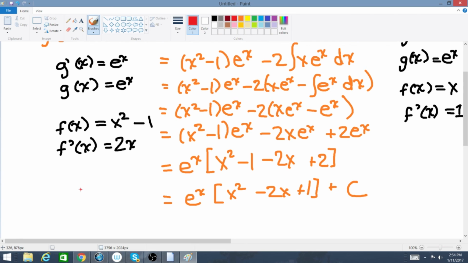So there you have it, the integral of x squared minus 1 e to the x dx equals e to the x times x squared minus 2x plus 1, plus c.